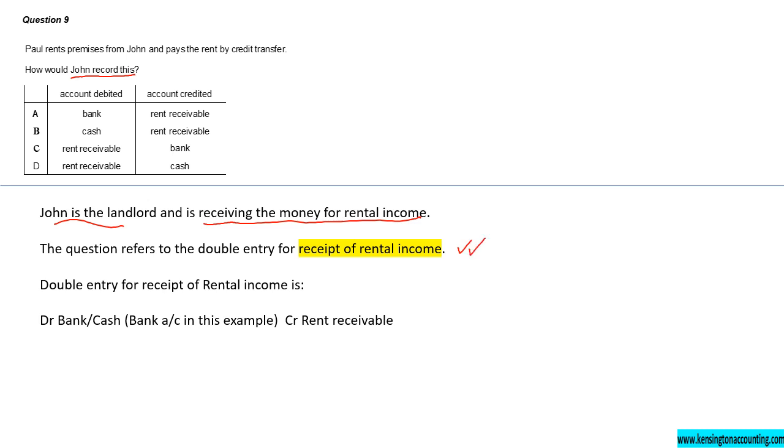Now, for a receipt, you need to debit the bank or cash. In this case, it's talking about credit transfer, therefore we're talking about bank. So the double entry is to debit the bank account, and the credit is to the rental income account, also known as the rent receivable account. So that's debit and credit. Therefore, the correct answer would be A.